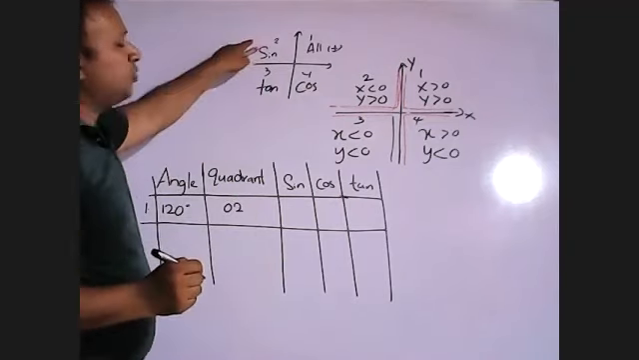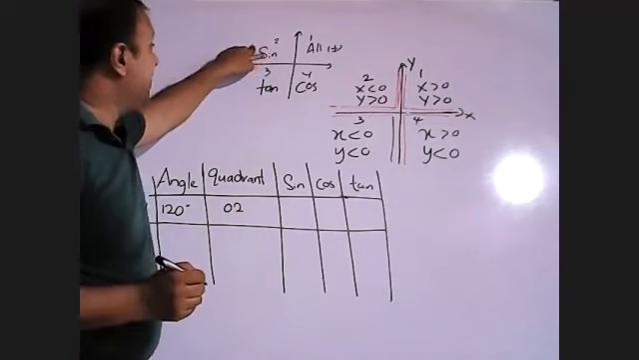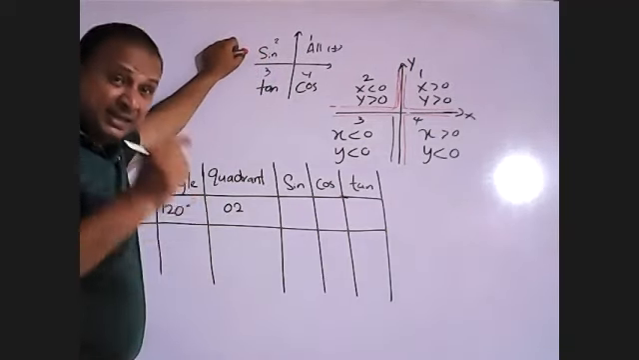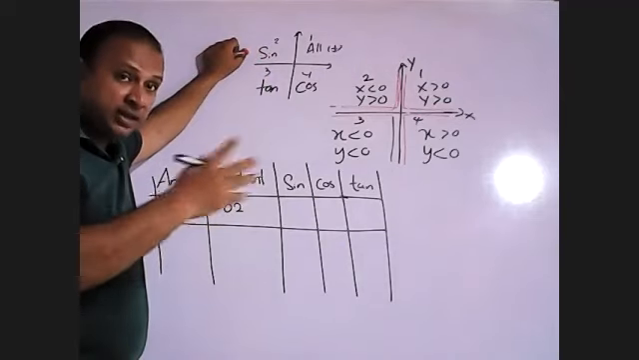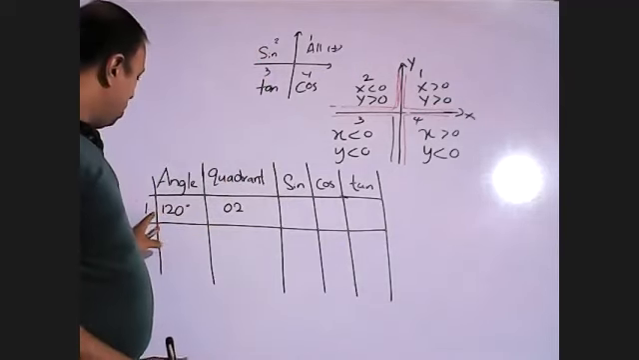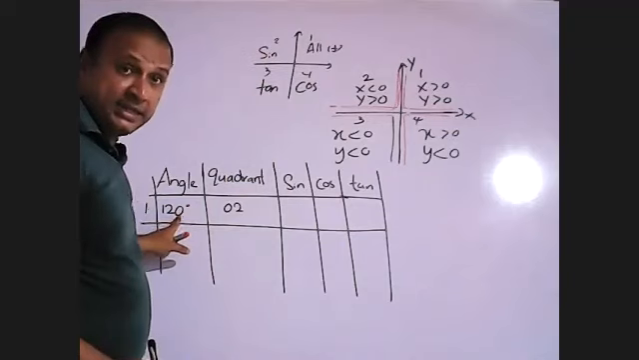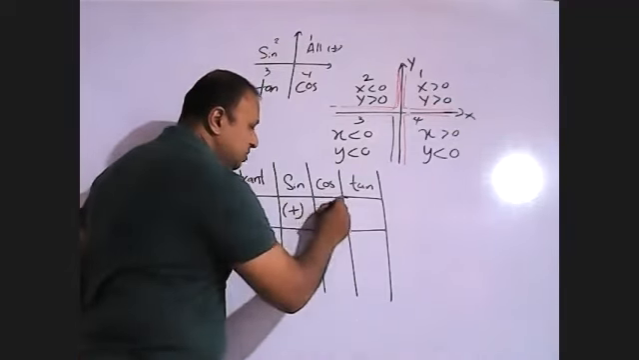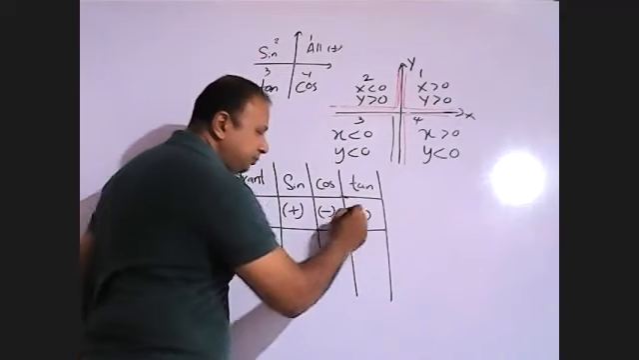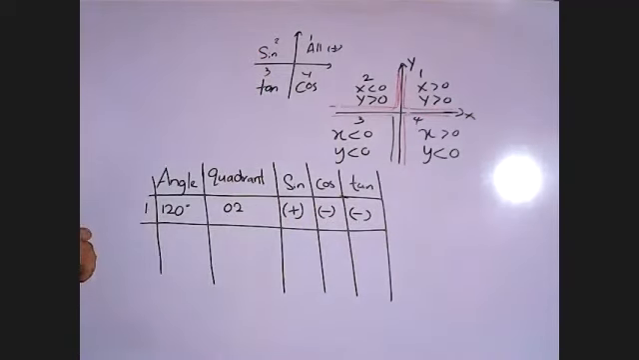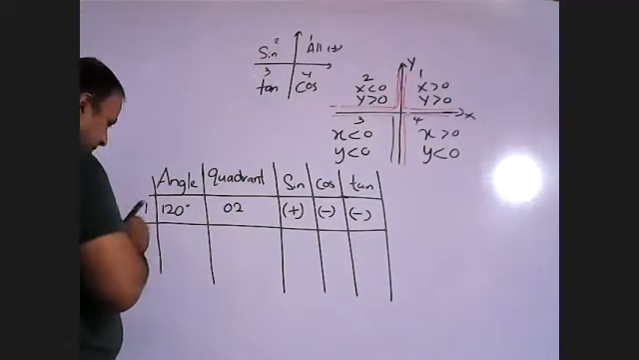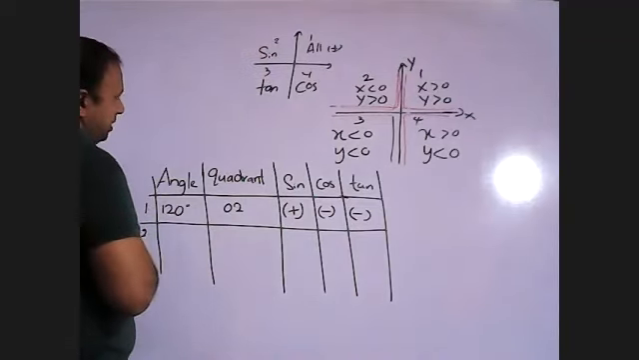In the second quadrant, what are the signs of trigonometric ratios? Only the sine values are positive, all the others are negative. Therefore, sin 120 is a positive value, but these two are negative. Okay. Then the second one, 210.